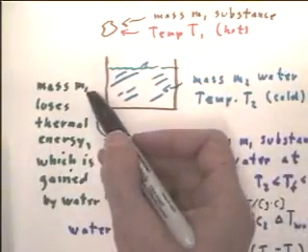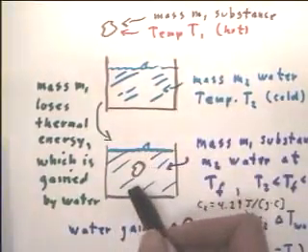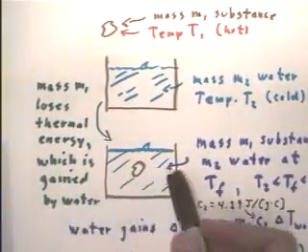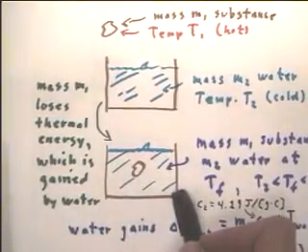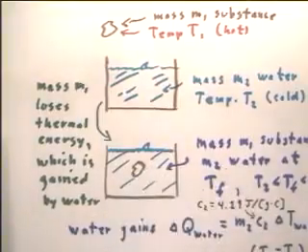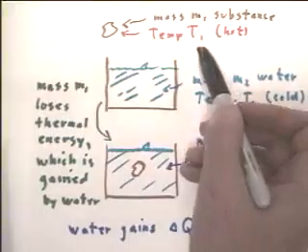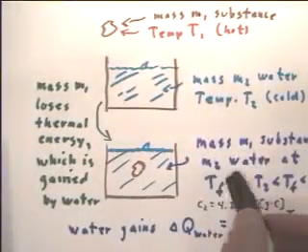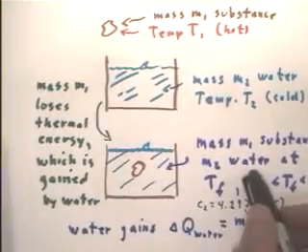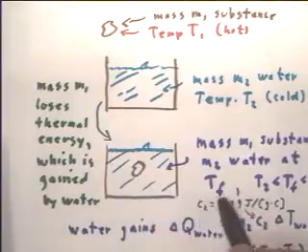Now mass m1 is going to lose thermal energy, and that thermal energy will be gained by the water. Again, we're assuming that this is a closed system, that there's no dissipation of thermal energy outside the water and the solid. So we have a mass m2 of water, temperature T2, mass m1, T1. We put them together, and after all the thermal energy has been exchanged, they'll all be at the same final temperature, which we'll call T sub F.